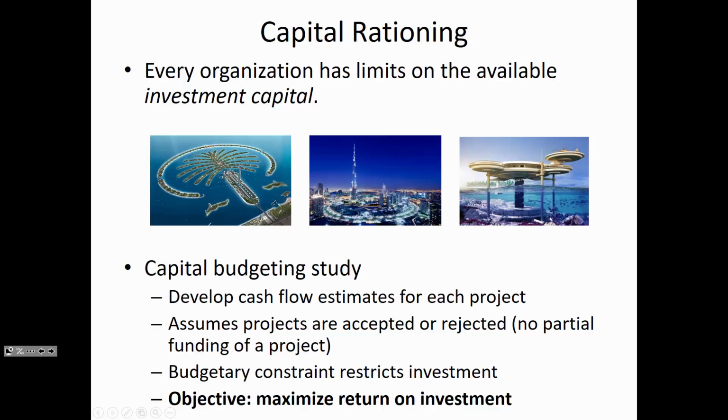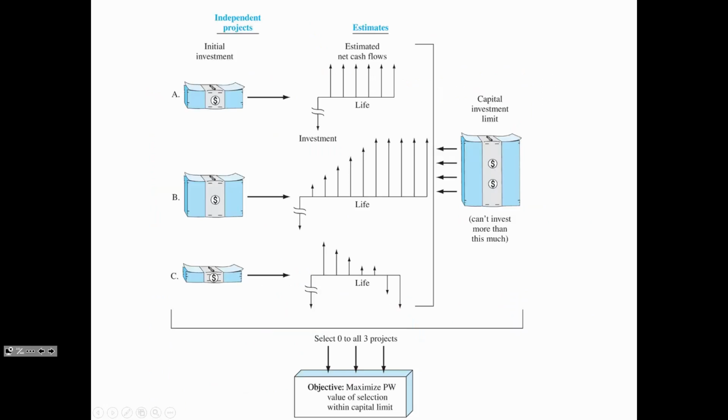Now, the objective in this study is to find the combination of alternatives that maximizes your return on investment. In other words, that gives you the most profit. So, do you get the most profit by doing only the Palm? Do you get the most profit from doing the Palm and the underwater houses? You know, there's several different permutations and combinations of available projects, and you have to pick which of them is going to give you the most money.